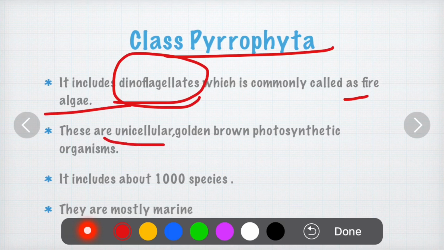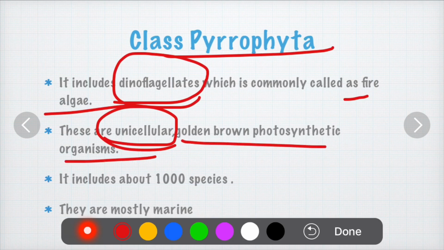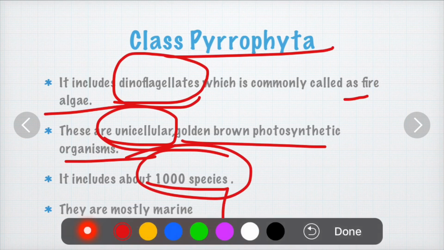These are unicellular, only one cell is present. These are also called golden brown photosynthetic organisms because a brown pigment, fucoxanthin, is present. I will tell you further. Till now, 1,000 species have been identified under the Pyrrophyta. Mostly they live in marine water, so they are mostly marine.